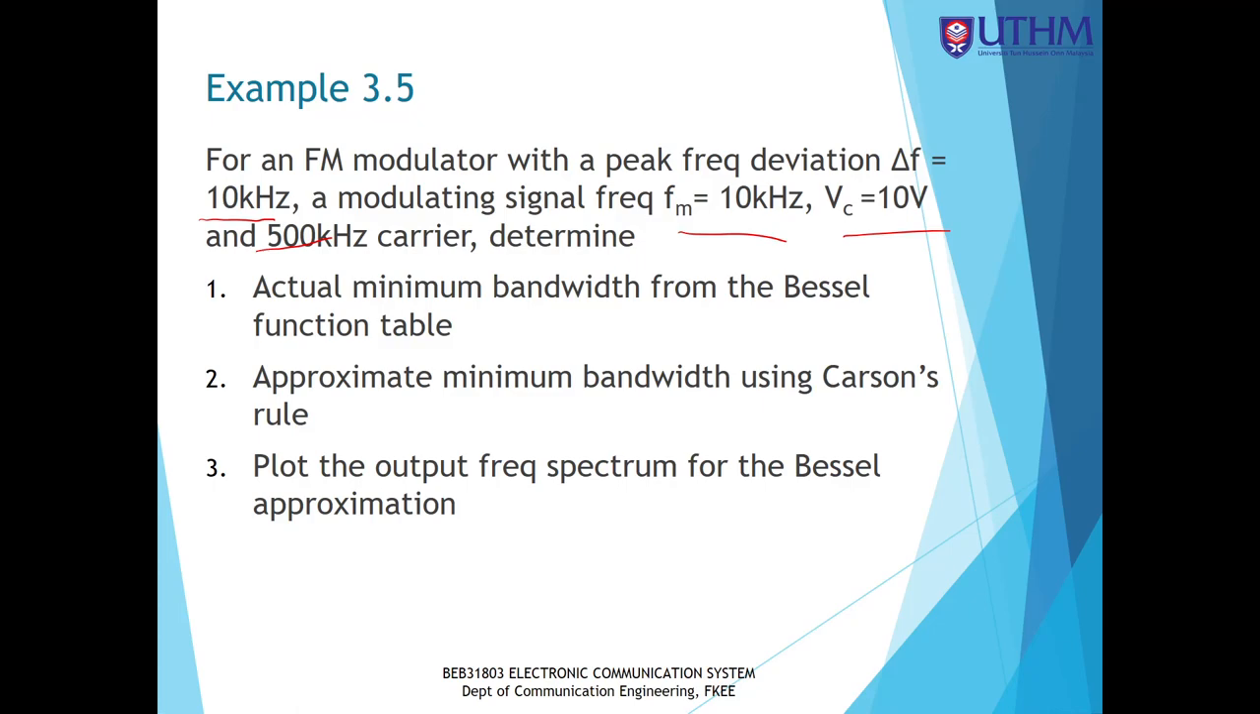So you see that the term used for the bandwidth by Bessel is actual minimum bandwidth, actual bandwidth, because the Bessel bandwidth is more accurate. In the second question, you say approximate bandwidth, which is by Carson. If we want to find the Bessel bandwidth, it is equal to 2 times n times fm.